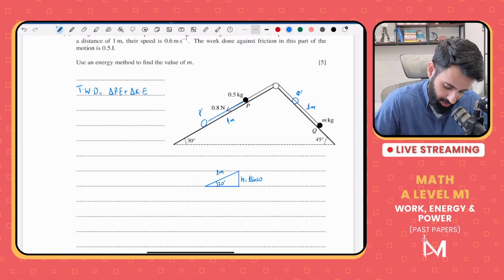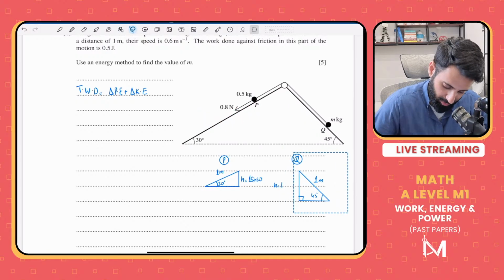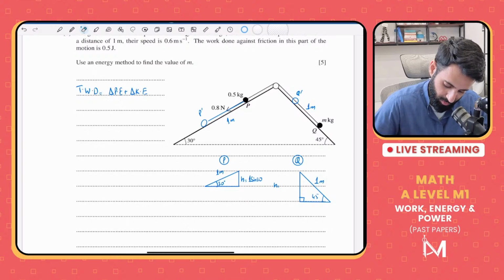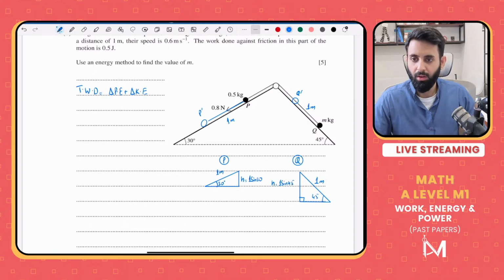Okay, then as far as Q is concerned, so this was for P, the change in height for P. As far as Q is concerned, the change in height for Q looks like this. It moves 1 meter up the plane. This is 45. So the height is equal to 1 sine 45.